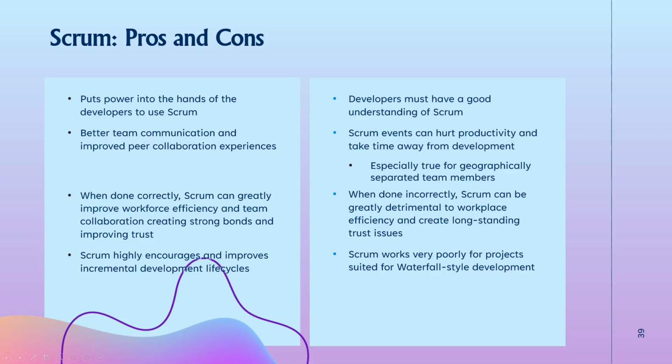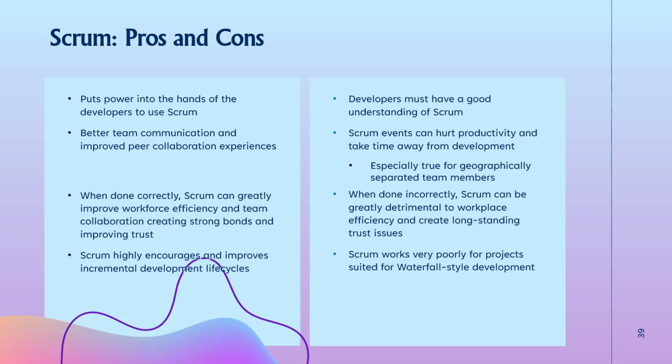So the pros and cons, right? Scrum puts power into the hands of developers, but this power is only really useful if the developers understand how to use it. If you can use it effectively, you get lots of communication and peer collaboration. You get peer programming, lots of chances to say in your stand-up, "Hey, I'm having some trouble." When done correctly, it really increases the efficiency and team collaboration. It creates strong bonds and lots of trust, and you become good friends.